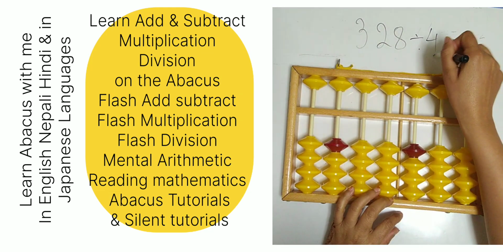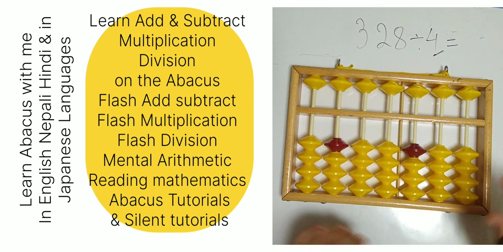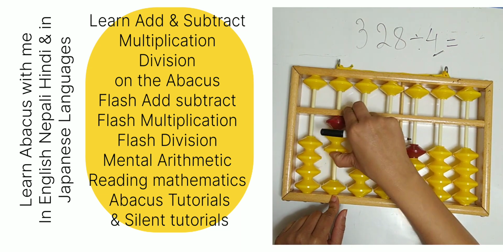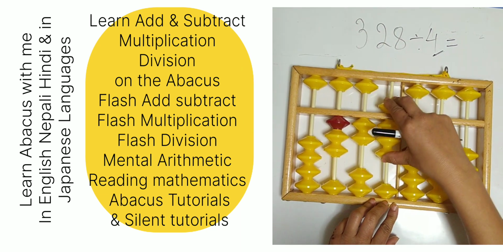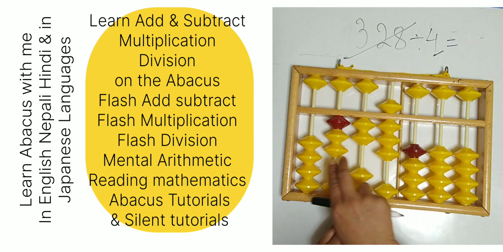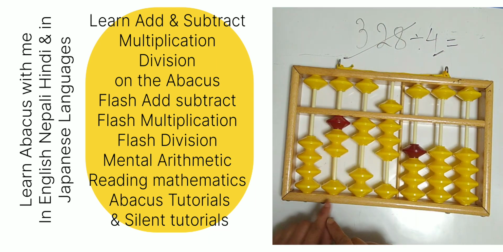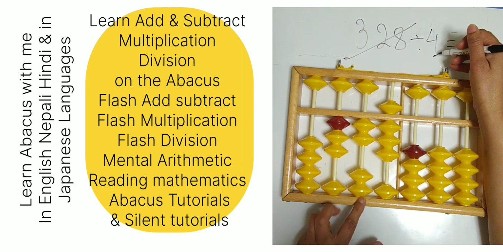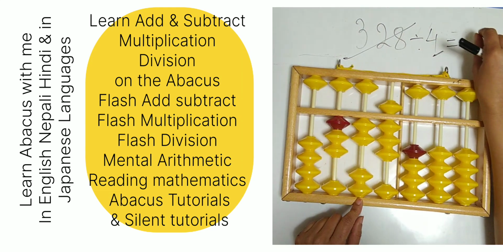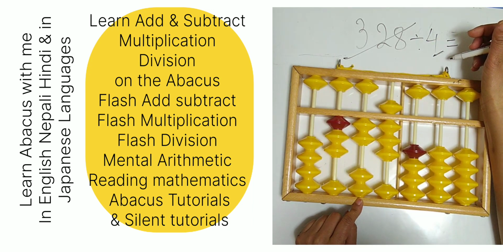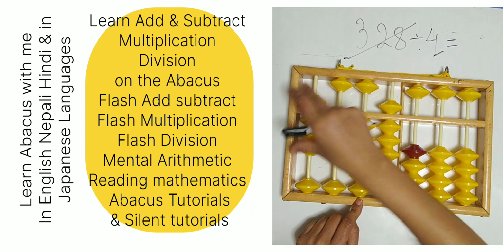Let's do another question. 328 divided by 4 is our another question. So place your question on the Abacus, 3, 2 and 8. Okay, so you don't need to watch here. 4 is the divisor and 3, 2, 8. This is the start. 3 is smaller than the divisor, so you have to take 2 digits, 3, 2, 32. 32 divided by 4, your answer is 8.